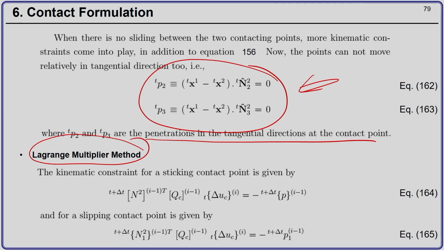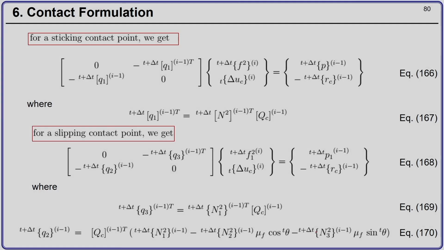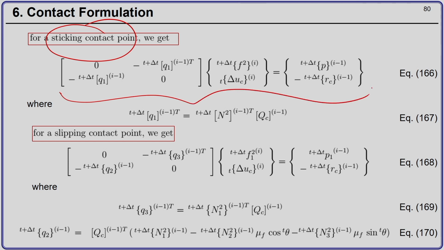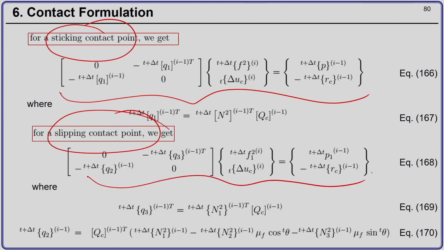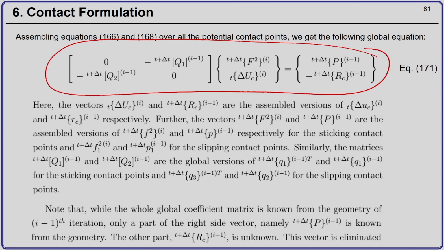So, we use what is called the Lagrange multiplier method, and for that the kinematic constraint for a contact point is given by the following equation, and for a slipping point we will have the following equation. Okay. And when we assemble, for all these sticking contact points we will get this final form. Okay. So, this is a very long derivation, so I am just giving you the final expression. Okay. And for a slipping contact point we will have this particular form. Okay. So, you can assemble these globally and you can get the following global form.